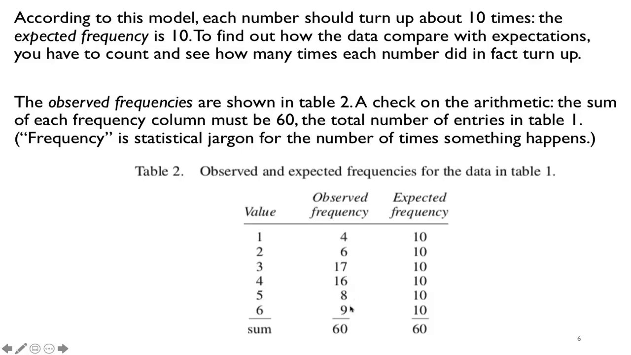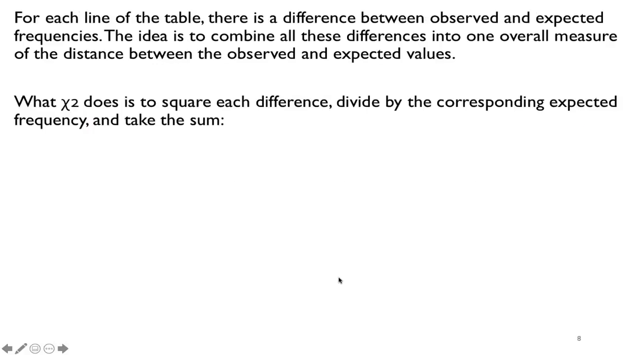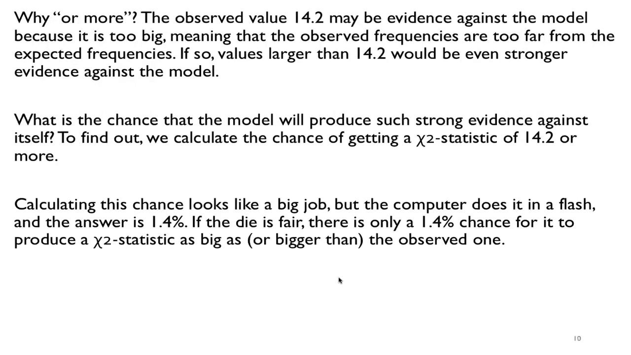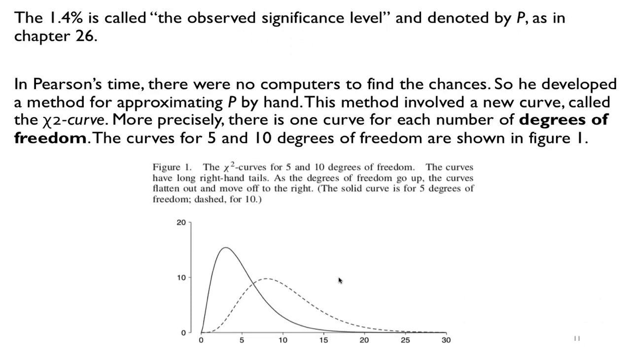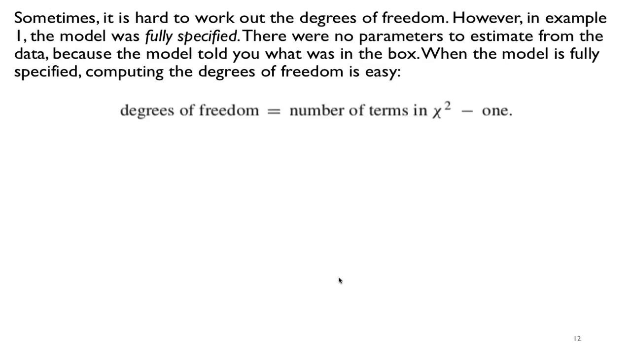previous 5. For example, the sum of the first 5 right here is 51, so this 9 is determined by that. So this 9 doesn't vary freely, only the first 5. So that's why in this case the degrees of freedom is 5. So it's the number of terms minus 1, because the last term is determined by the previous 5.